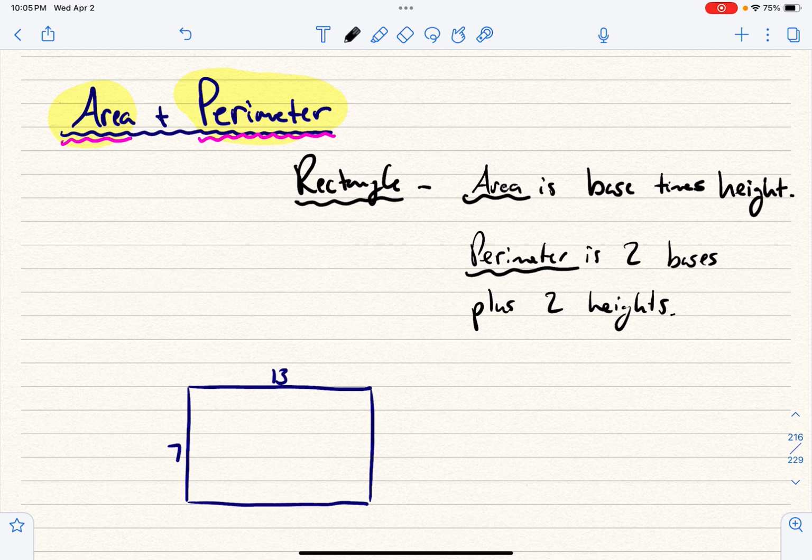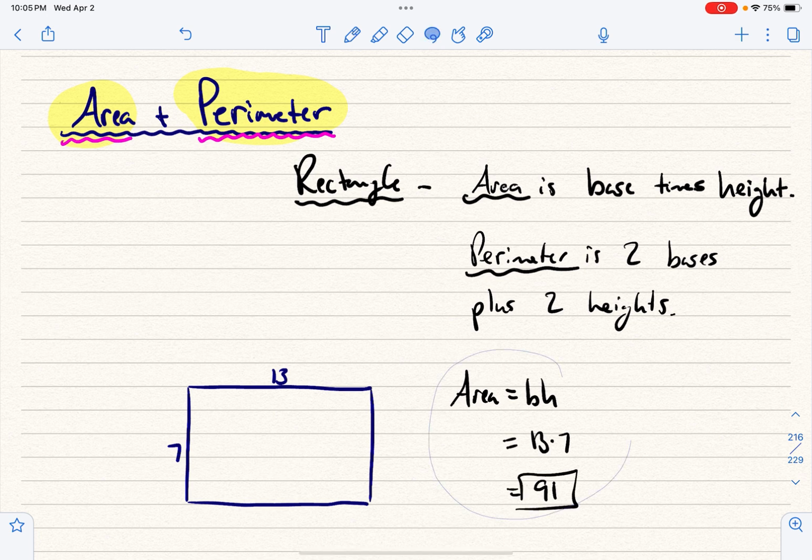Okay, this is obviously really simple. The area of this thing is equal to base times height. The base of that thing is 13. The height of that thing is 7. So 13 times 7 is 91. That is the area.